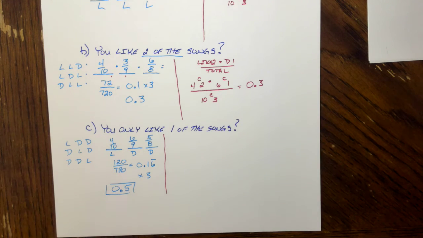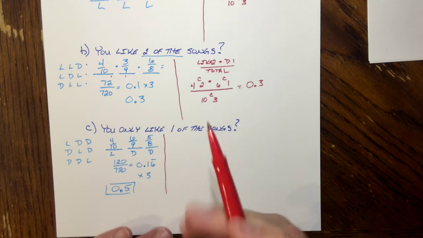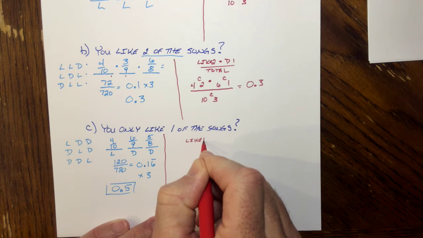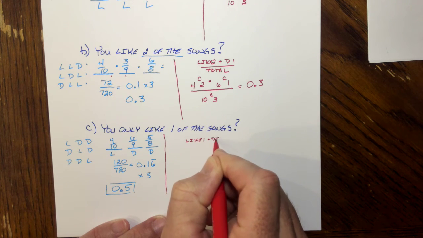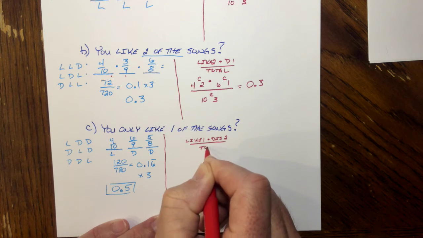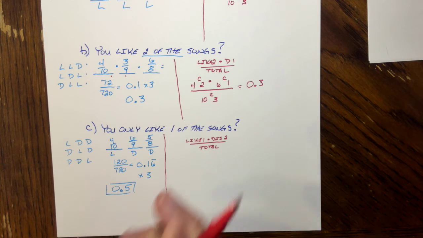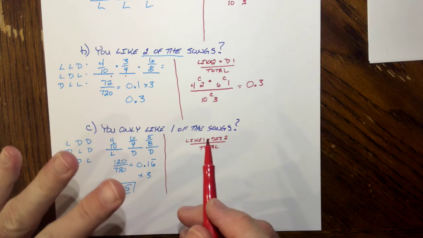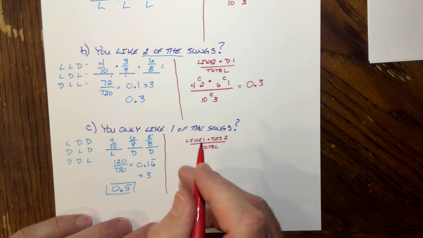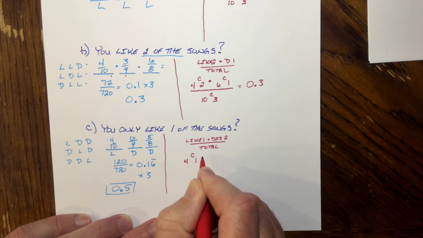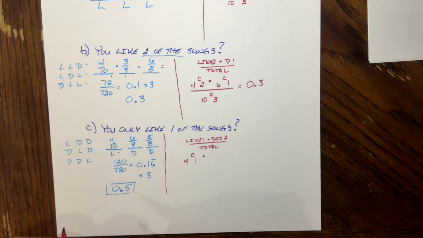Okay. So now let's get our combinations going here and see what's going on. So again, I'm going to write out what's happening. We're going to like 1, dislike 2, and all over our total. So again, 4 songs are liked. We want 1 of them. We want the combination. 4 total. We want 1. That takes care of that.